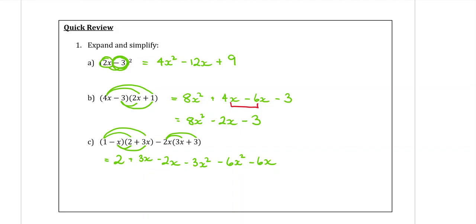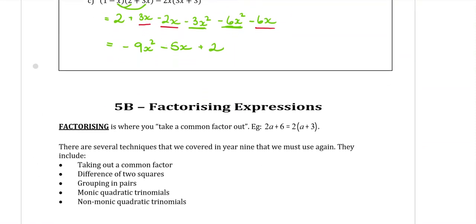Starting with the highest power, which is the x squareds, we have minus 3x squared minus another 6x squared. That makes negative 9x squareds. Then with the x's, we have 3x, take away 2x, so that's 1x, take away 6x, makes negative 5x. And finally, the only thing that's left is the constant, which is the 2, so plus 2 on the end. So hopefully you remember that from our previous lesson.